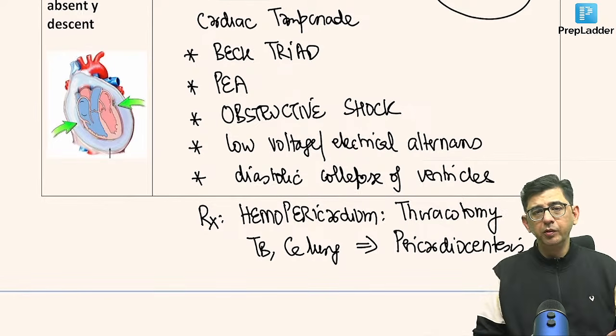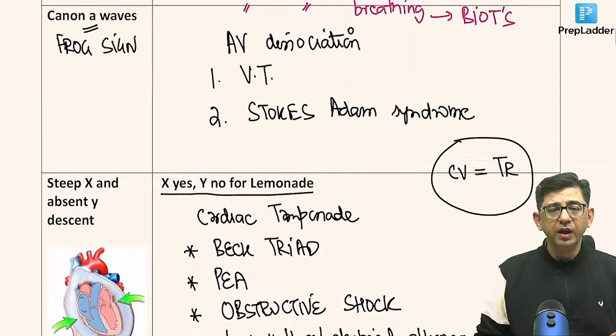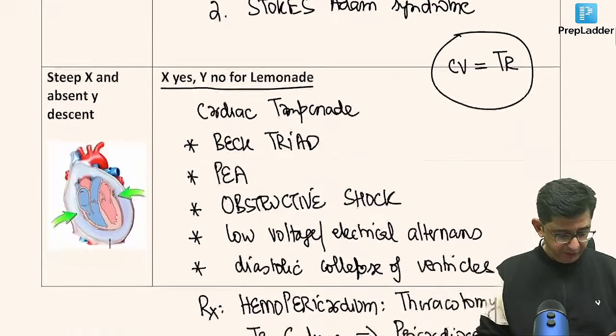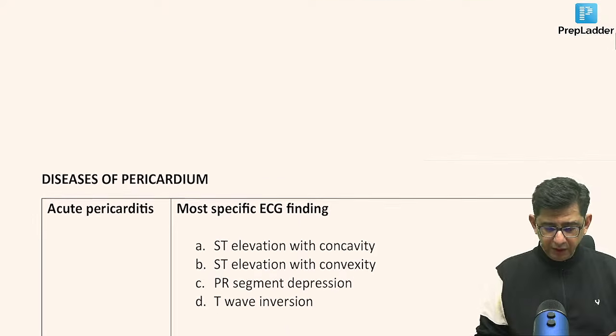So the JVP findings are pretty straightforward, guys, the ones that I've highlighted before you, and I think they're pretty easy to identify as well. Yes, I had very good attempts there.